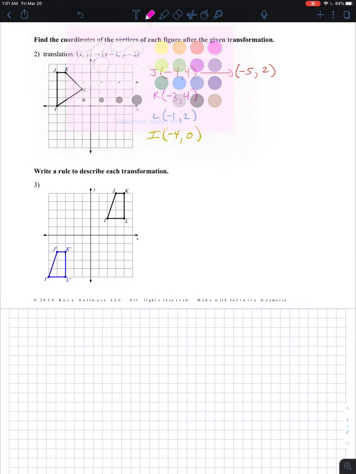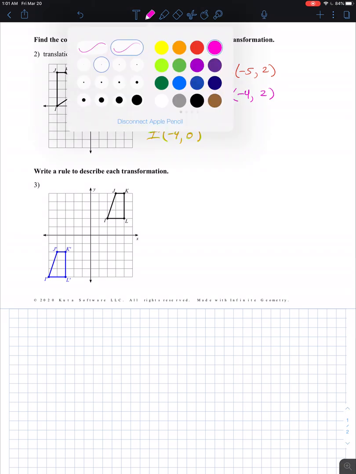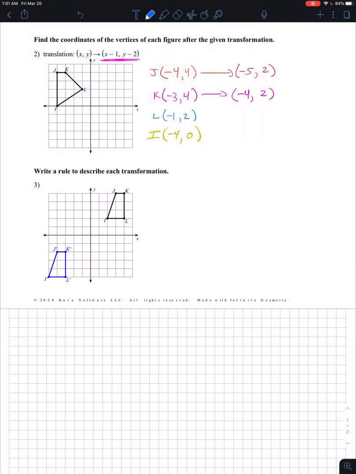Okay, we have the translation, and this is the translation we're following, right? So now we just take -3 and we lose 1, so that's -4. And we have 4 and we minus 2, so that's 2. So we have a -4, 2. And then blue, we'll do the translation. We have a loss of 1 minus 1, so that's -2. And we have 2 minus 2, that's 0.